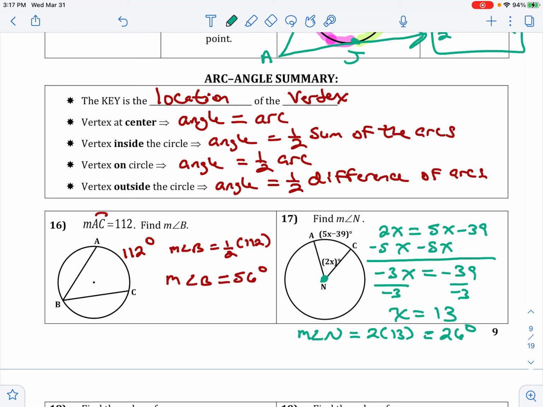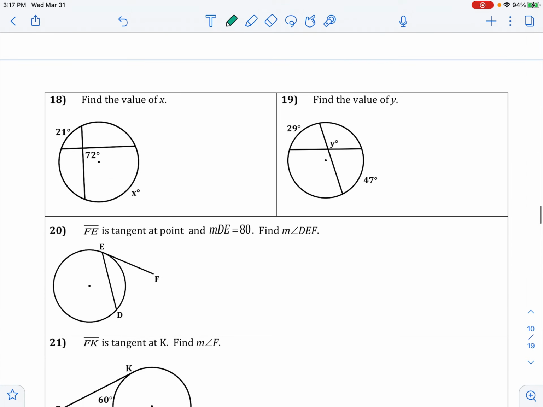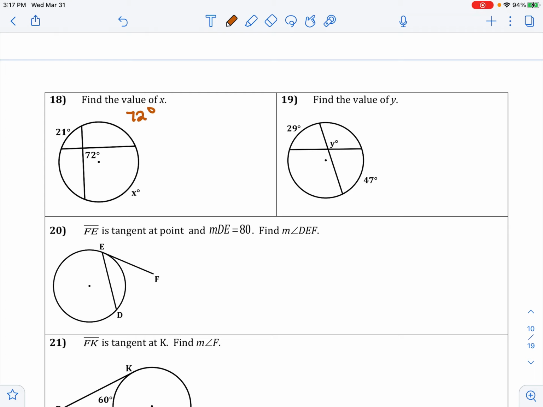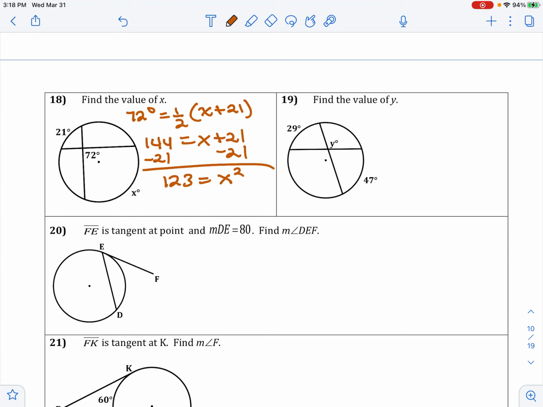And we'll keep going. On the next page, it says find the value of x. Now I see that the vertex is inside the circle, but it's not at the center. So for that rule, remember that means the angle, 72 degrees, is equal to half the sum of the arcs. So half of x plus 21. To solve that, I'm going to multiply 72 by 2 to make it 144 equals x plus 21. And then subtract 21, and I get 123 for x.